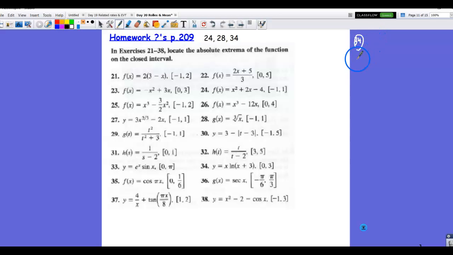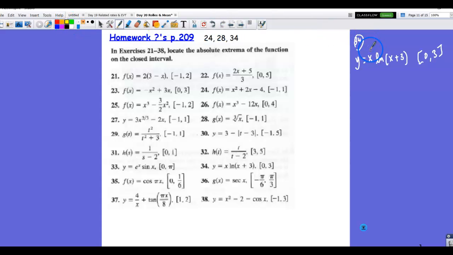Make sure you copy the right one. Y is equal to x times, notice I said times, so there's a product rule coming in here, ln of x plus 3 on the closed interval from 0 to 3. Alright, so let's think about this factor by factor.